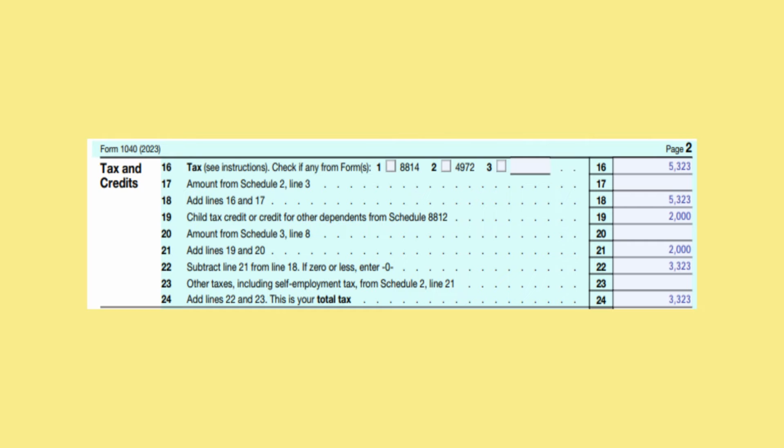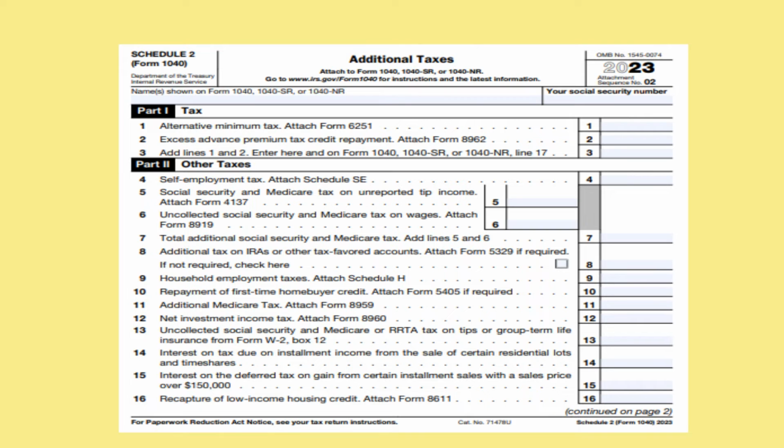Line 17 will be left blank as you do not have taxes from Part 1 of Schedule 2, which include the alternative minimum tax and the excess advance premium tax credit repayment. The alternative minimum tax arises from a situation where an individual has significant deductions against their regular tax, which creates a situation where their economic income is much greater than their taxable income. This is pretty rare, so I'm not going to go through the calculation on Form 6251.